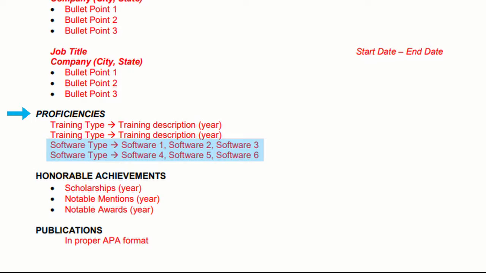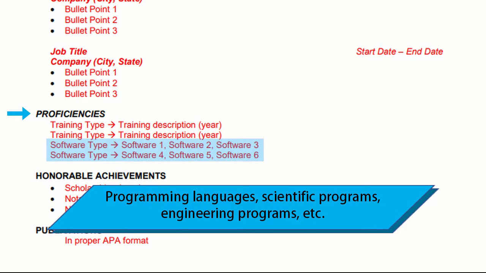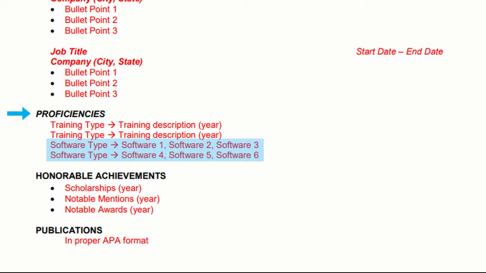For software, mention all software that are uncommon to the standard PC user. Mention programming languages, scientific programs, engineering programs, any programs that you had used at the university or at a professional job. Mentioning programs like Microsoft Office honestly gives you no benefit, so don't mention those. Especially for the caliber of positions that you are looking for, it is pretty much a given these days that you know how to use Microsoft Office.